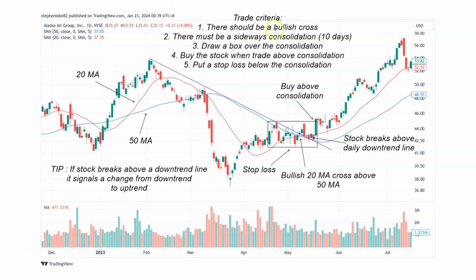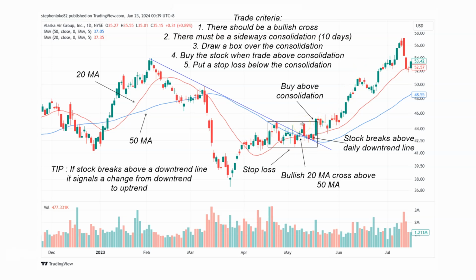Number two, there must be a sideways consolidation for at least 10 days. Just look at here, the stock trades sideways for many days. 1, 2, 3, 4, 5, 6, 7, 8, 9, 10, 11, 12, 13, 14, 15, 16, 17, 18, 19, 20. 20 days of sideways consolidation before it went higher.